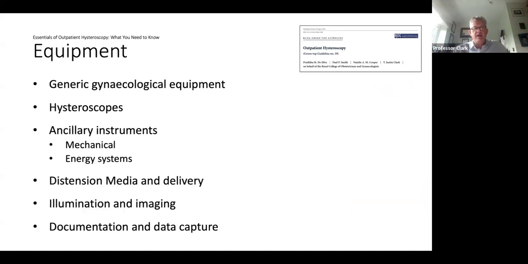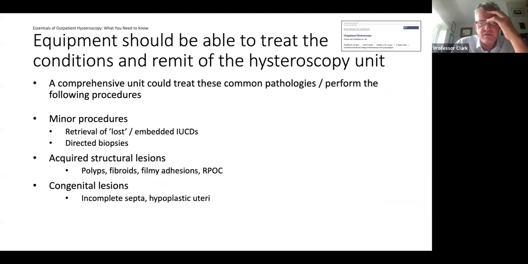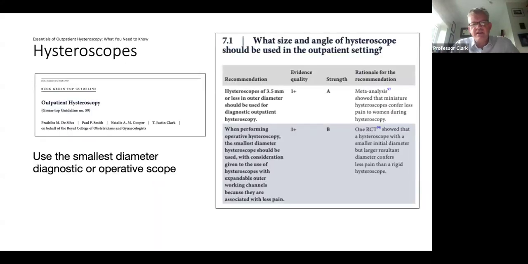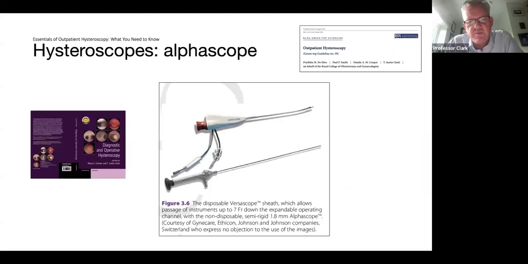Quick thing on equipment. We've got your generic equipment. You need equipment to actually take biopsies, remove polyps, bits of tissue, and that sort of thing. The hysteroscopes are covered in the guideline here, about the types of scopes. The main message would be, I don't mind if it's a 30-degree, a 0-degree or a 12-degree scope, but it's important that the scopes are the smallest they need to be. For diagnostic, they can generally be very small, 3.5 millimeters or less. For operative, they can be a little bigger, but you'll certainly be looking for scopes less than 5 or 5.5 millimeters ideally. And if you can have scopes that have an operative channel as well, that can be very helpful.